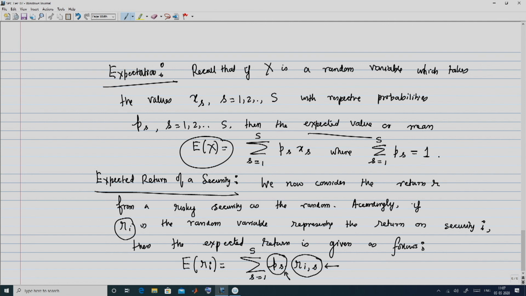So, likewise you could have another model where you basically have a much larger number of such possible values of Ri subscript s. However, as we will later see, from the practical implementation point of view, it is very difficult to figure out what these p subscript s are going to be. So, in practice we will see towards the end of this lecture that an alternative way of calculating the expectation is going to be using the historical data.